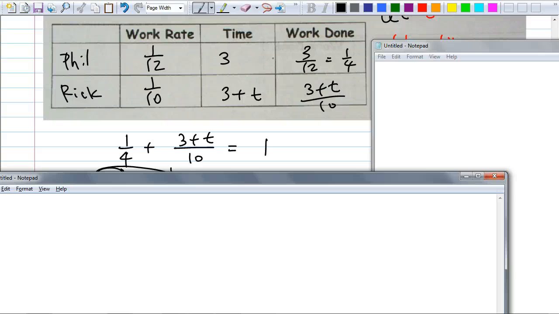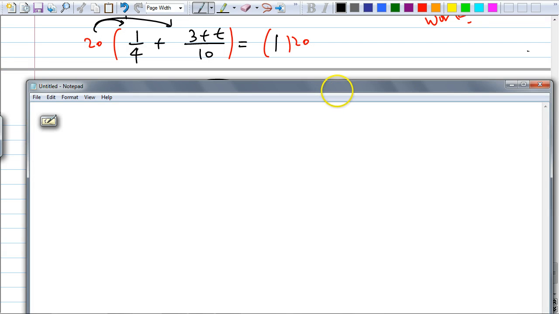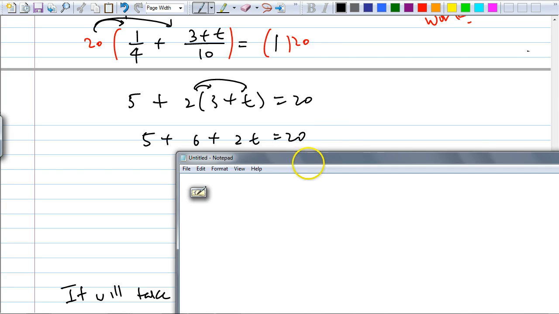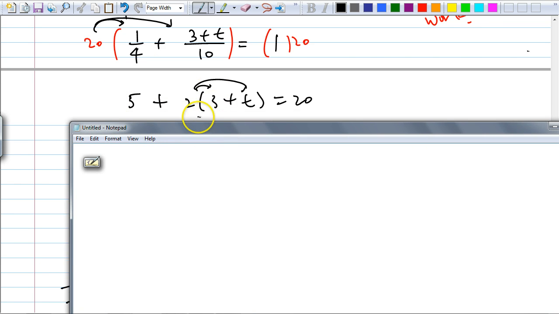Do we know how to solve this? What is our LCD, class? 20, isn't that right? Go ahead, multiply both sides by 20. Finish it up. I'll wait for you. All right, so when you multiply both sides by 20, did you all get 5 plus 2 times 3 plus T equals 20? Did you all get that? How many people got this? Raise your hand. Thank you.